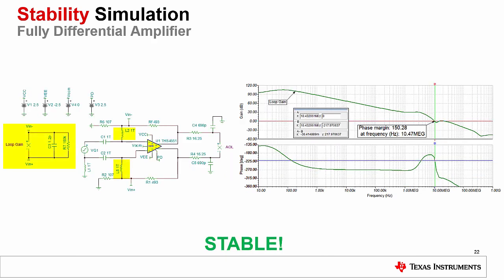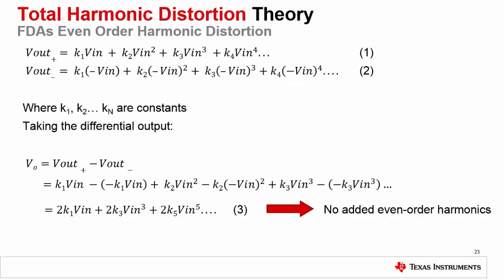Finally, we break the feedback loop of the FDA and see what the phase margin is when the loop gain curve crosses the 0 dB region. At a phase margin of about 150 degrees, we can confirm that the FDA configuration is stable. The next area we will focus on is distortion.